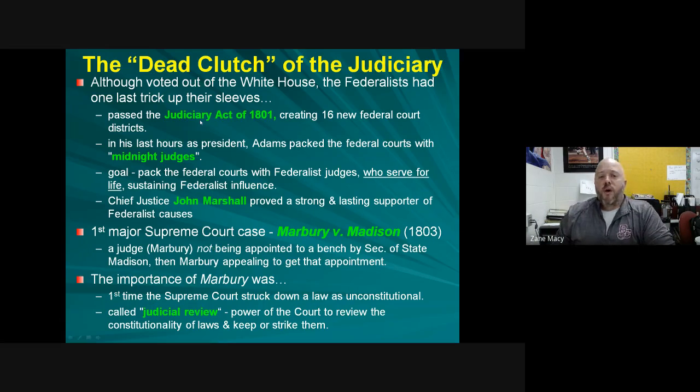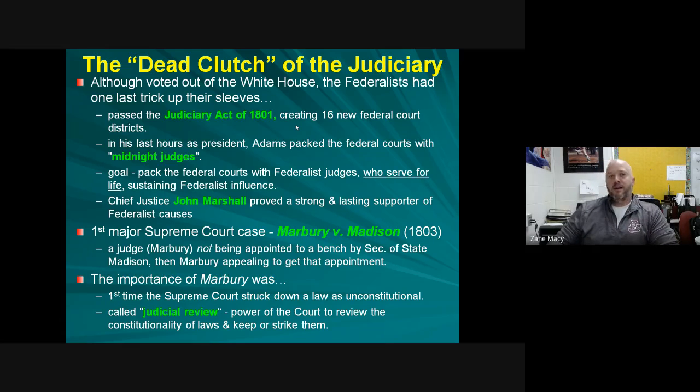In 1801, the Judiciary Act was passed that created 16 new federal court districts. President John Adams, in the last couple of hours of his presidency, I'm talking about working through the night, signing and approving appointments, ends up appointing conservative, Federalist-supporting judges to these federal court positions. This is referred to as court packing.